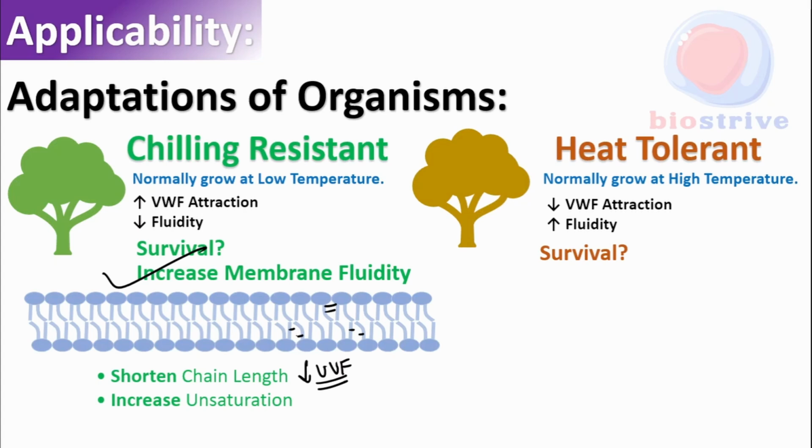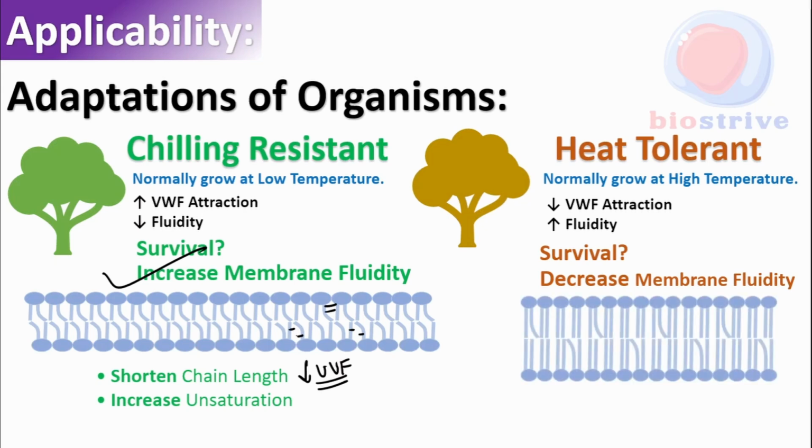So how to avoid this situation? How do these plants survive? How do these plants adapt? These plants will have to decrease the membrane fluidity. And what is the way? What is the possible way to decrease this membrane fluidity? They increase the chain length. If we have more chain length, we have more attractive forces. And by more attractive forces, we overcome these situations.